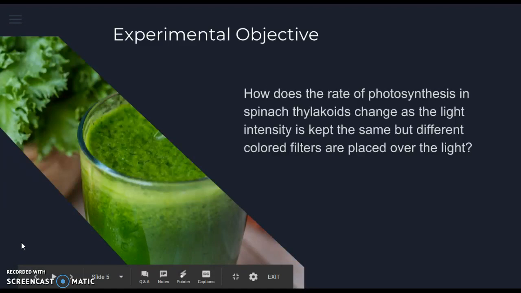Our experimental question was: how does the rate of photosynthesis in spinach thylakoids change as the light intensity is kept the same, but different colored filters are placed over the light? Our independent variable is the color of light reaching the thylakoids, and that's determined by the filter that we placed over the light source. We tested red, blue, green, and purple, and then we also did a test without any filter at all.